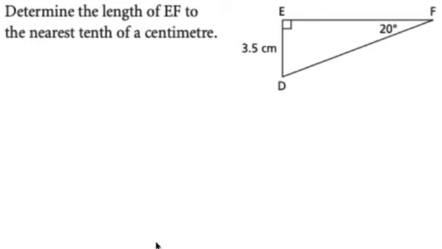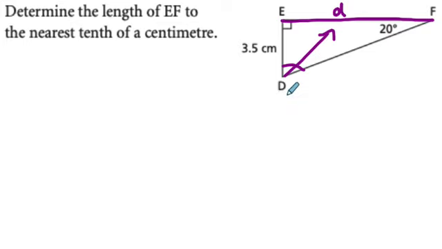In this question, we are to determine the length of EF to the nearest tenth of a centimeter. So EF, first of all, is this side length. And we could also give it the name of side D. We can always name a side by giving it the lowercase of the letter that's across from that angle. So angle D, side D. I'm going to use that from now on in this question, side D.